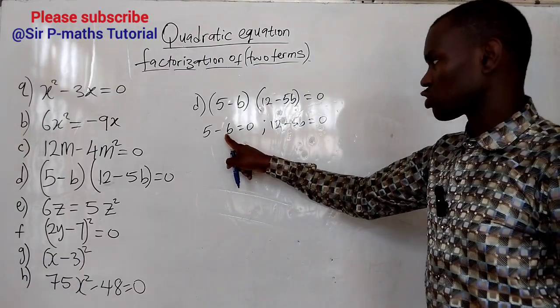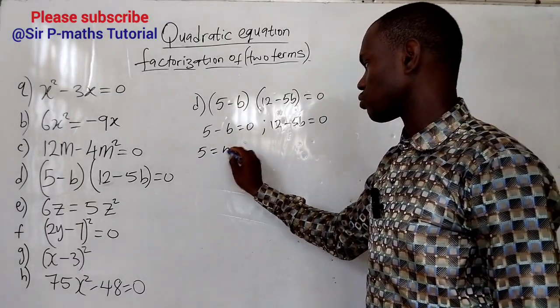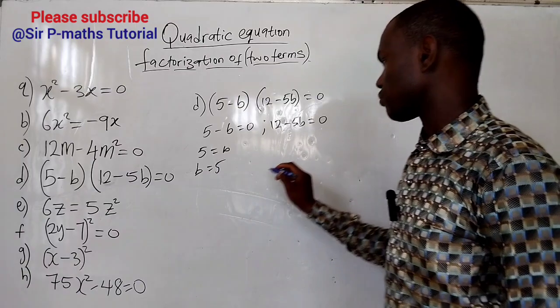Right? Then make B the subject of the formula here. B will cross the equality sign. I will have 5 equal to B. That means B is equal to 5.